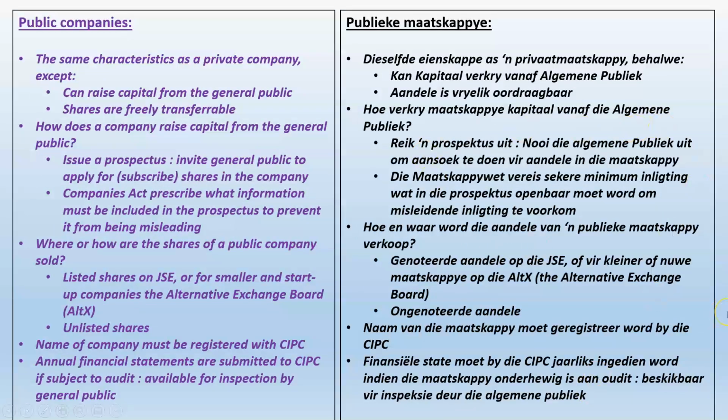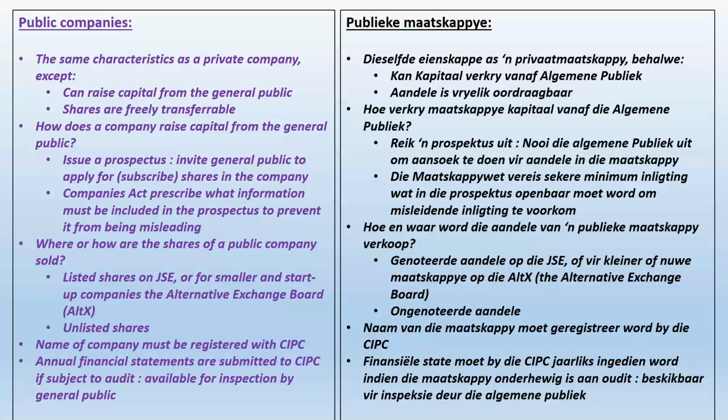A public company has exactly the same characteristics, but it can raise capital from the general public and the shares are fully transferable. So I can sell and buy those shares of the company as I wish. Now, how does the company raise capital from the general public? They are going to issue a prospectus. I'm going to talk a little bit more about the prospectus in the next video, but they invite the general public to apply or to subscribe for shares in a company.